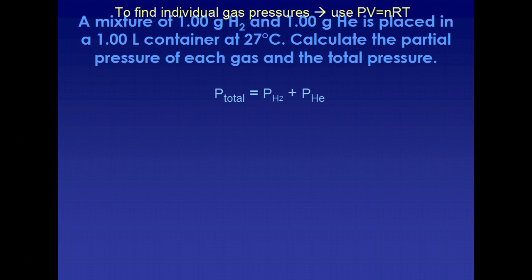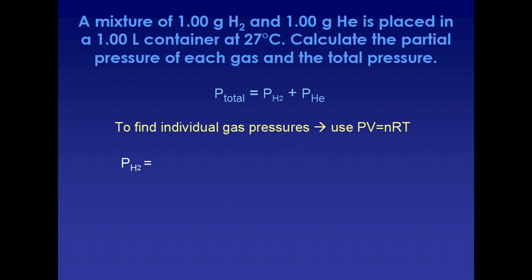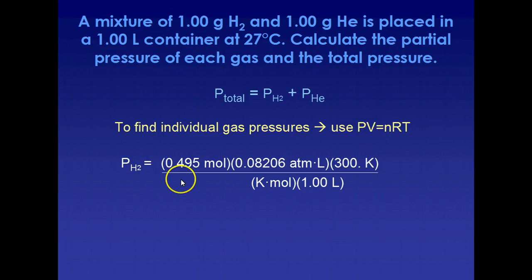So if we take a look at hydrogen first, we would need to convert that 1 gram, divided by the molar mass of 2.02, to get our 0.495 moles of hydrogen. There's our constant, there's our temperature in Kelvin, and there's our volume. And when we do those calculations through and we cancel out our units, we see that we have 12 atmospheres of hydrogen gas.